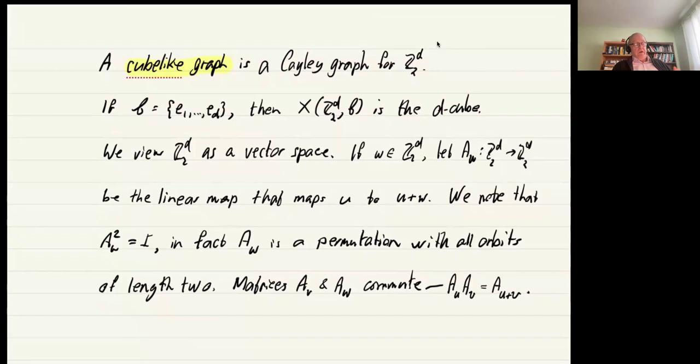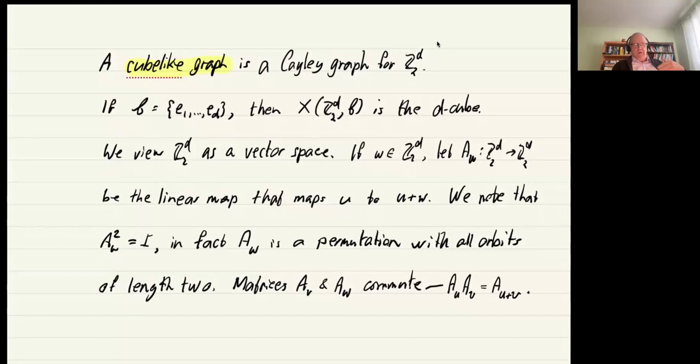Okay, so that's an easy exercise. It doesn't seem strange. So you get the d-cube. So the d-cube is a cube-like graph, so the name is reasonable. Now, I'm going to be viewing Z2 to the d as a vector space. I've never understood why introductory courses in linear algebra don't do some stuff over Z2 to the d. I mean, it's important, it's useful, it's got applications, and it's easier. But there it is.